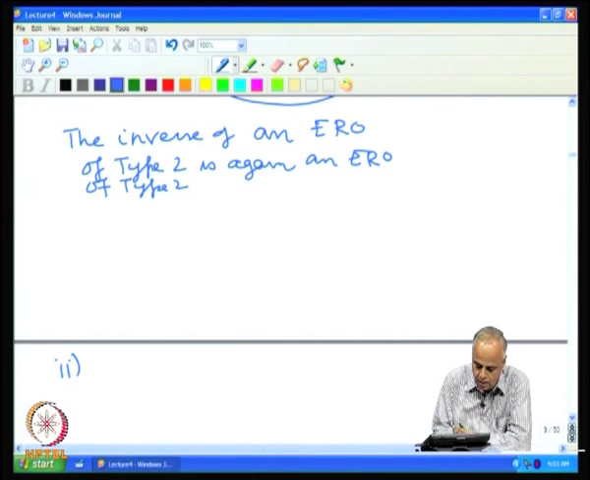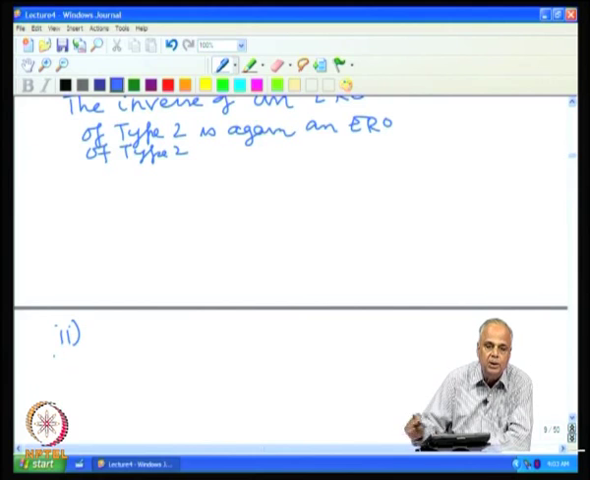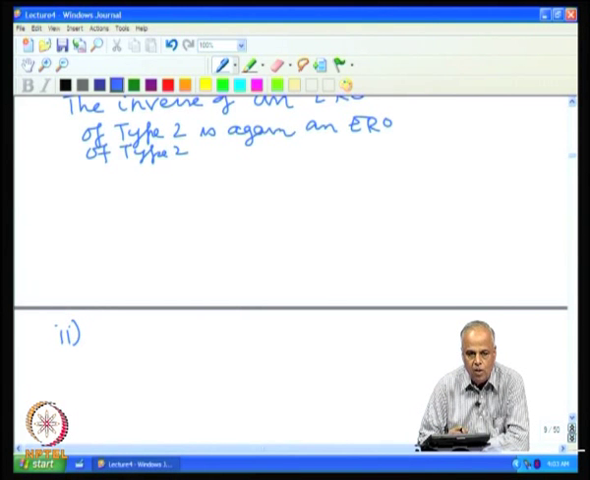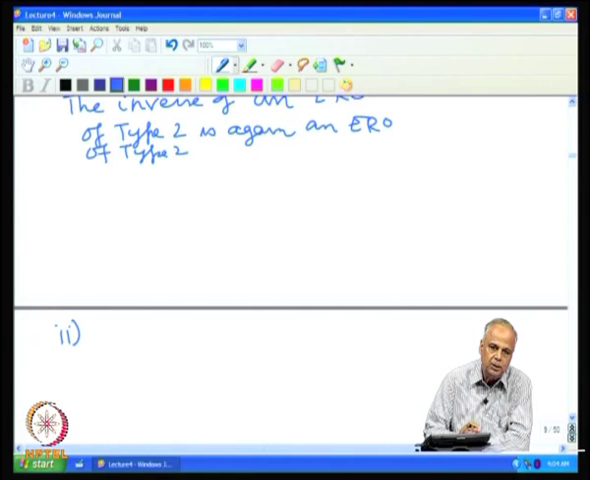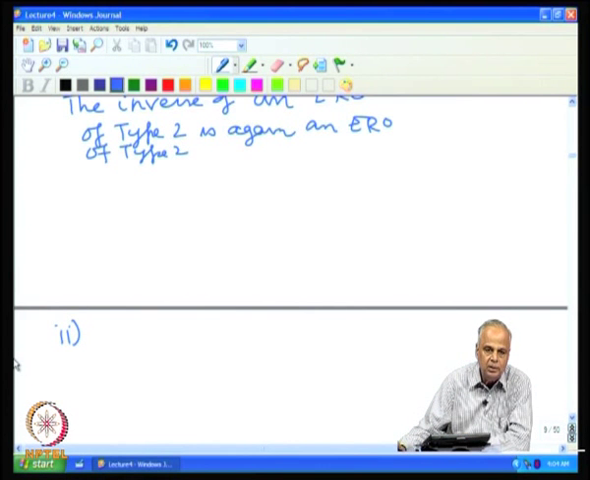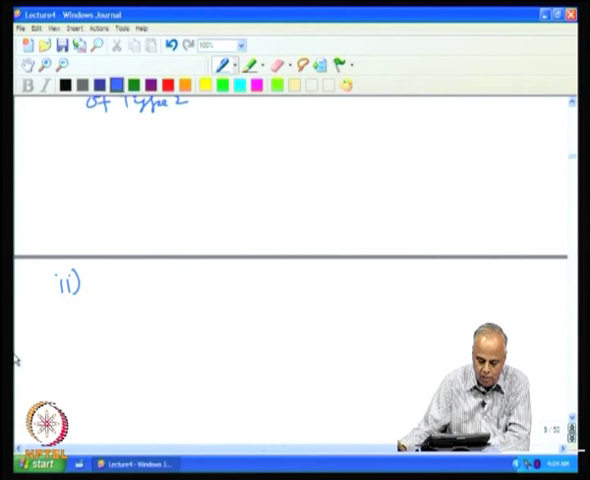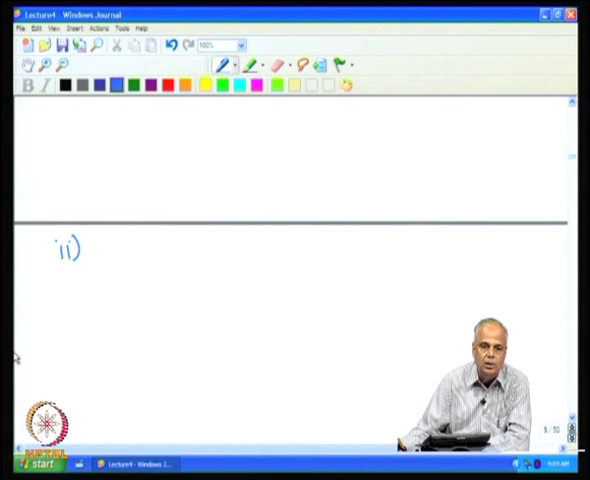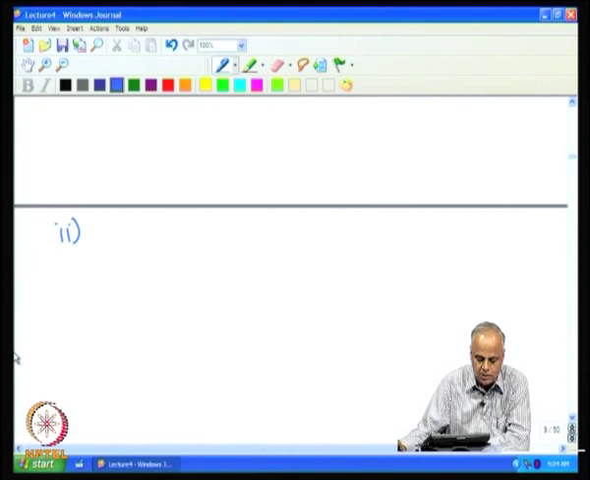Previously, when we discussed ERO of type 1, we found that it was invertible and the inverse of an ERO of type 1 is again an ERO of type 1. Again we have found that when you deal with ERO of type 2, it is invertible and the inverse is again an ERO of type 2. And when we discussed ERO of type 1, we said that it does not alter the solutions of the homogeneous system. Thus, we would like to know whether the same thing is true here also.